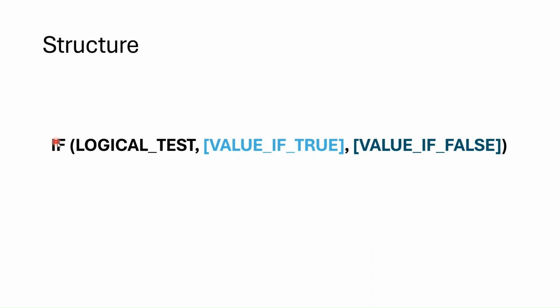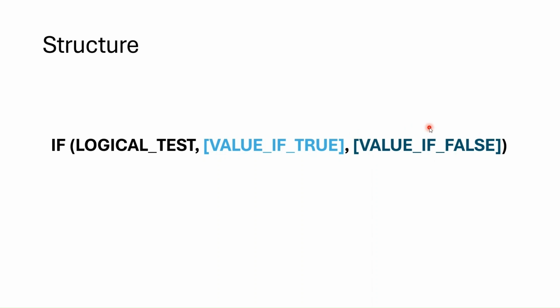We have if, and then separated by commas are each argument you're going to put in. So first of all, it needs the logical test, which is the Boolean expression that evaluates to true or false. Then here we have value if true. So if that expression evaluates to true, this block of code here will run, or whatever you type in there. And if it evaluates to false, then this block here will run.